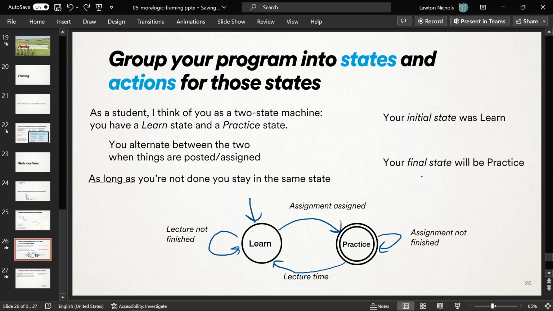And then there's also a concept of a final state, just like there's an initial state, and we draw final states with two circles. Practice is a final state. That's the state that I want you to end up in as you're running this state machine on yourself. Your final state will be the practice state, because at the end of the semester you have nothing left to learn, so you won't be in the learn state. You'll be doing the final exam, and that's the last thing you do. You'll be in the practice state, and then your model would end after you walk out, after completing the final.